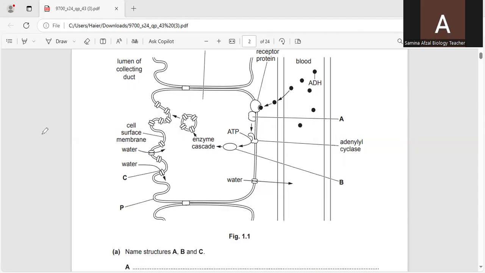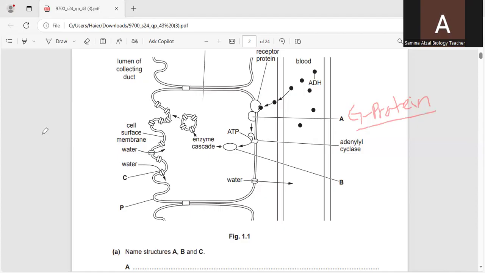First of all, A is G protein. So what is G protein? G protein acts as a molecular switch, which transmits signals from outside the cell to its interior. It is essential for a wide range of cellular processes and is involved in many physiological functions. So it is G protein which is involved in this process.